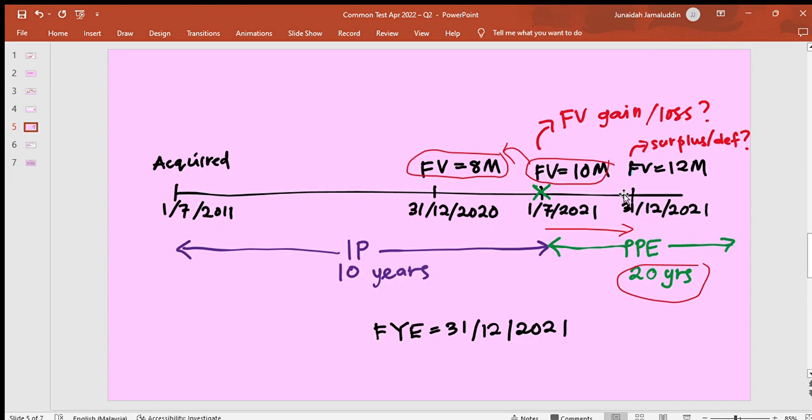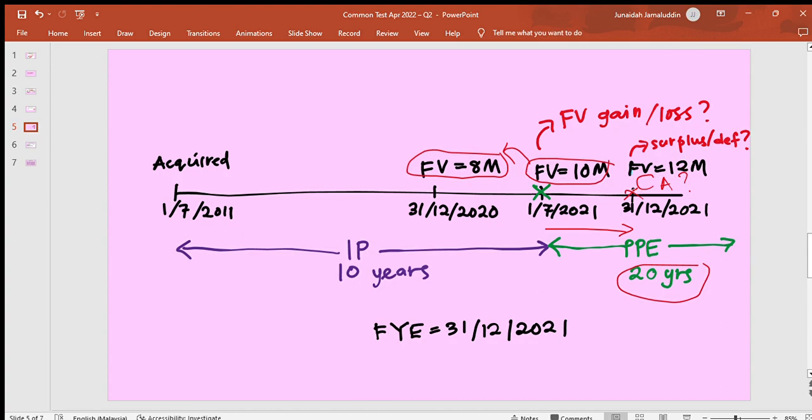And then on 31st December 2021, the fair value is also given for the PPE, which is 12 million. Since the fair value is given, we need to do revaluation on the PPE. In order to conduct the revaluation, we have to compare the carrying value with the fair value. So we need to find the carrying value on 31st December 2021, and compare with the fair value 12 million.